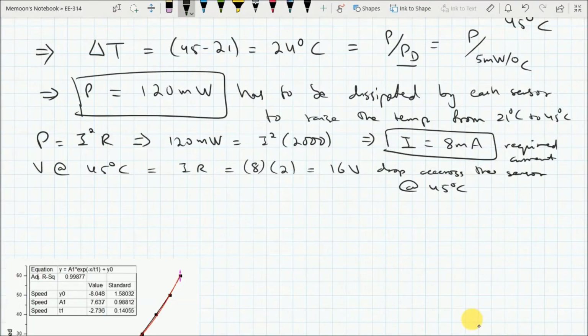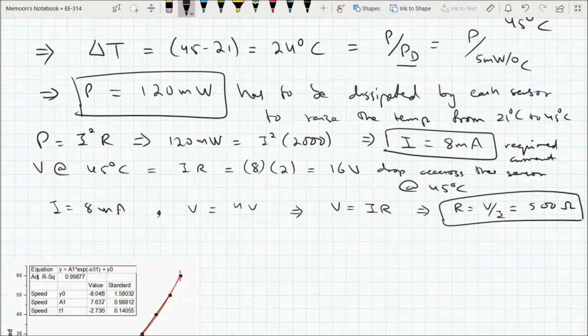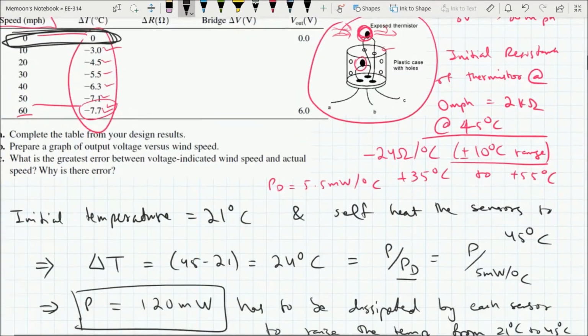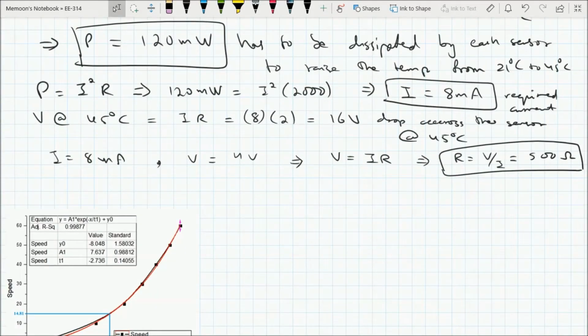Let's find out. The current is 8 milliamperes passing through both the resistors as they are in series. The voltage across that resistance is 4 volts, and we have V is equal to I R. This implies that R is equal to V over I, and that is equal to 500 ohms. So now we have the value of these two resistors as well, 500 ohms and 500 ohms. And at 45 degrees, these are at 2 kilo ohm and 2 kilo ohms. So the delta V will be 0 at 45 degrees Celsius.